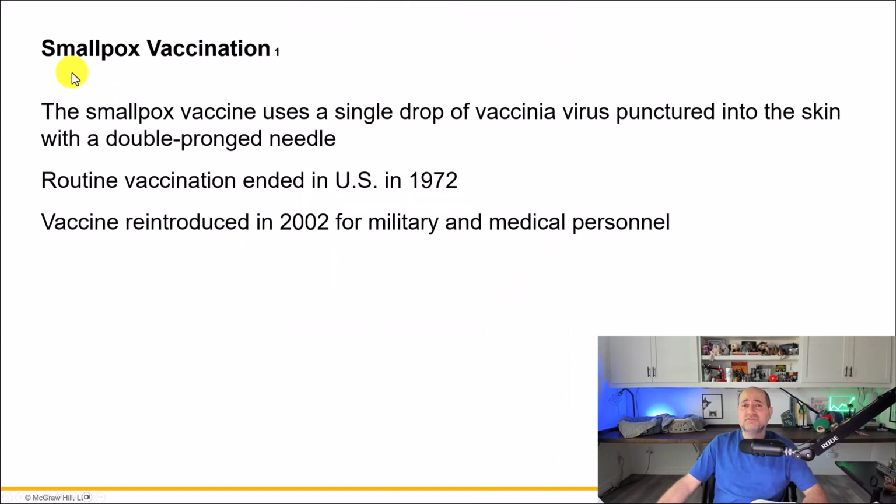And again, this was the first virus that was completely eradicated thanks to vaccination and thanks to Edward Jenner, the originator of the smallpox vaccine. The vaccine used a single drop of Vaccinia virus punctured into the skin with a double-pronged needle.